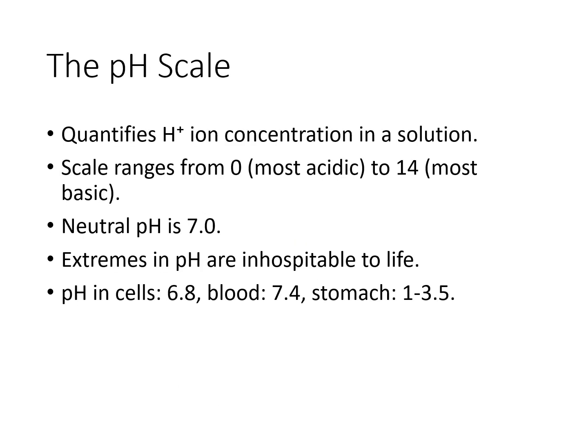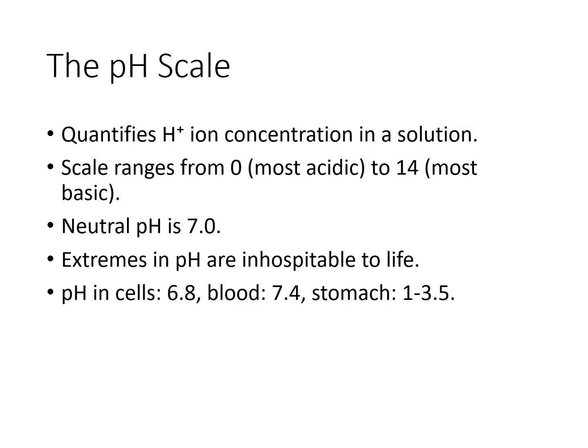The pH scale quantifies the concentration of hydrogen ions, or H+, in a solution. It ranges from 0 to 14, with 0 being the most acidic and 14 the most basic. A neutral pH is 7.0, which is the balance point between H+ and OH- ions.